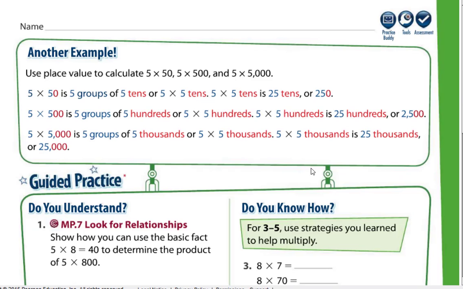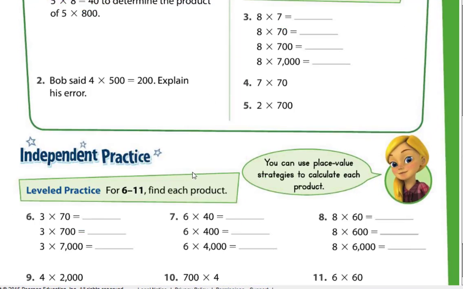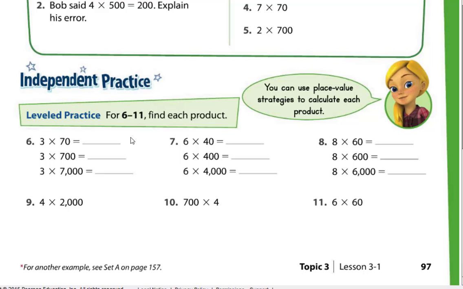What we will learn today is how to solve questions like these: 3 times 70, 3 times 700, 3 times 7000. The same for the second and the third one. And here, 4 times 2000, and so on. So it's all about multiplying by multiples of 10, 100, and 1000.